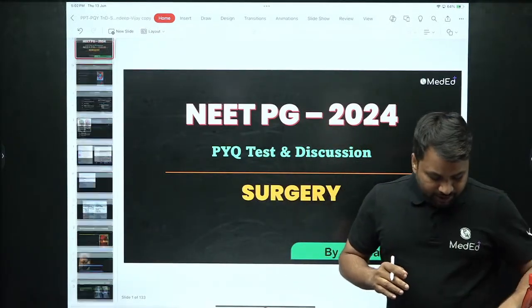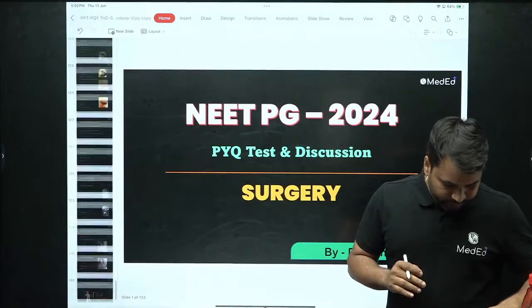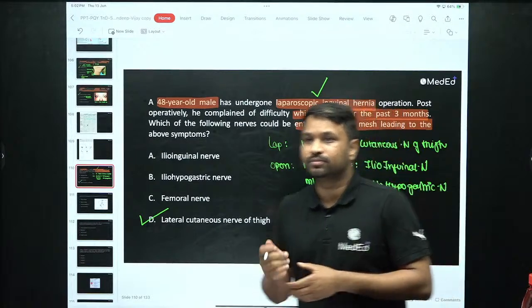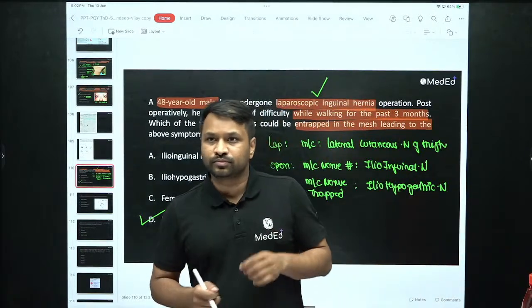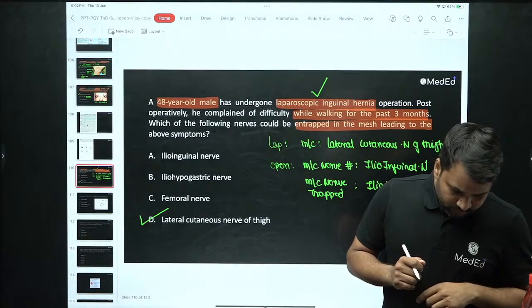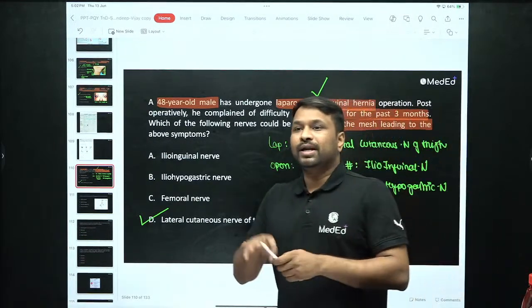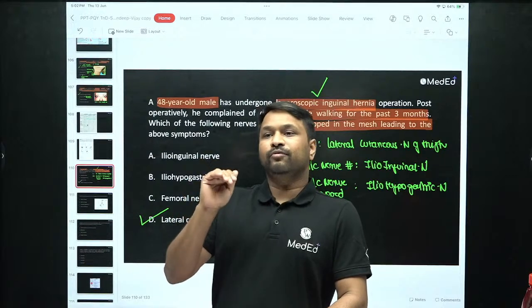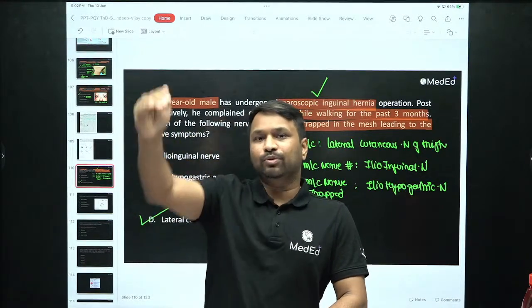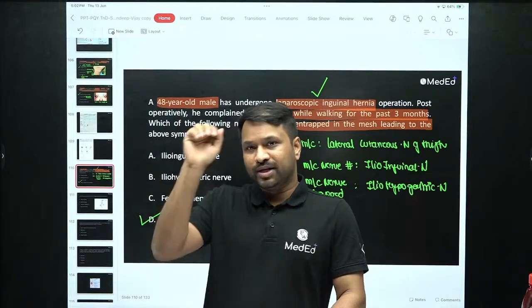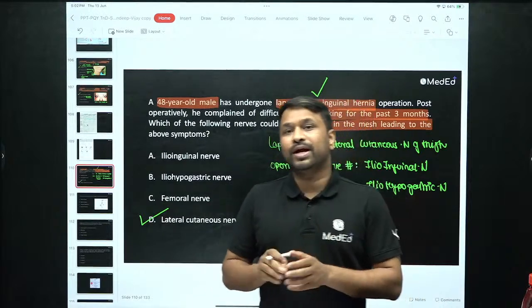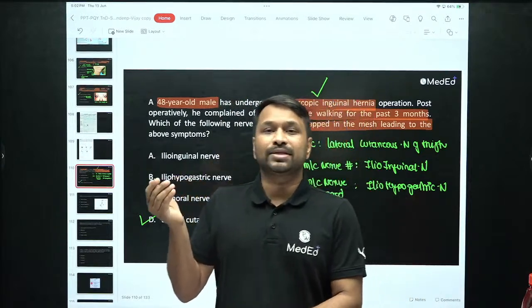So the nerve that is entrapped in the mesh is the iliohypogastric nerve. It is the iliohypogastric nerve. Clear? Beta, when you're doing a laparoscopic repair, where is the mesh placement in a laparoscopic hernia? It is pre-peritoneal, above the peritoneum. Okay? So when you're dissecting it, that same mesh, but the iliohypogastric nerve, where is it?